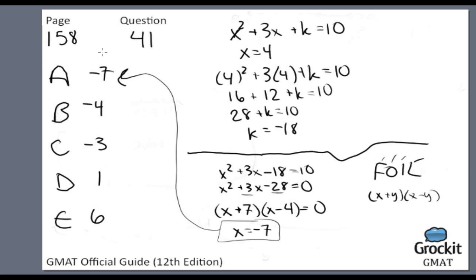I think answer choice B here is meant to catch you if you weren't clear on how to reverse FOIL something. You might solve for this part down here and say, oh, x is -4, and choose this. Or you may have just figured, oh, well, if x equals 4, the other one must be -4 if you're in a hurry. Anyway, choice A is the correct answer.